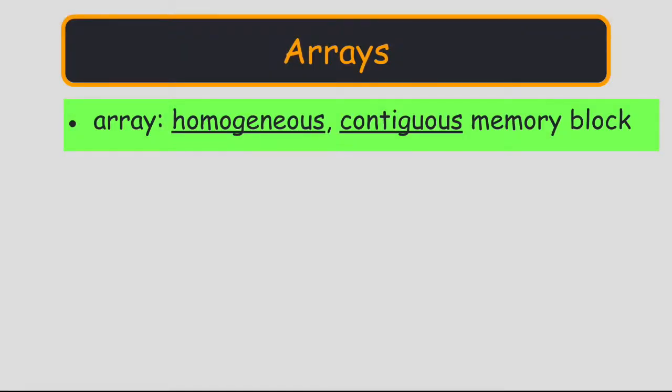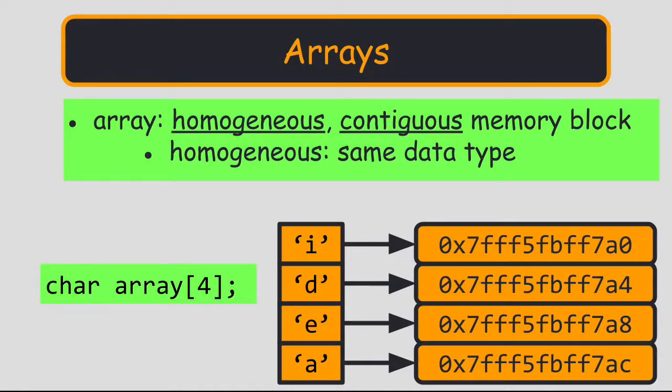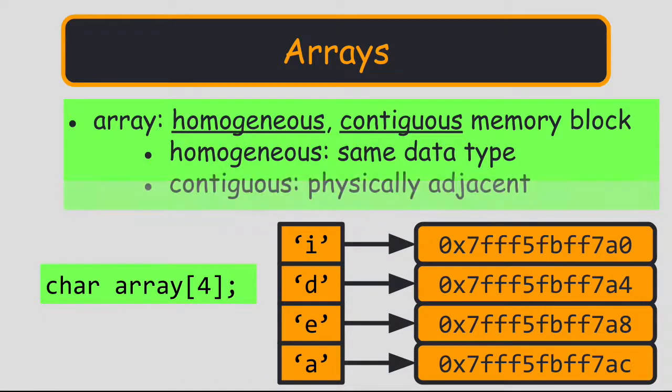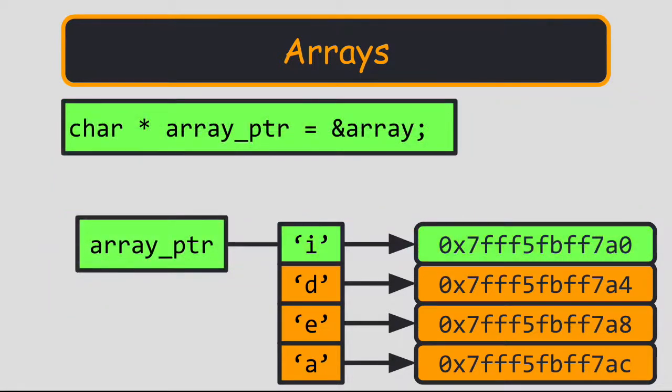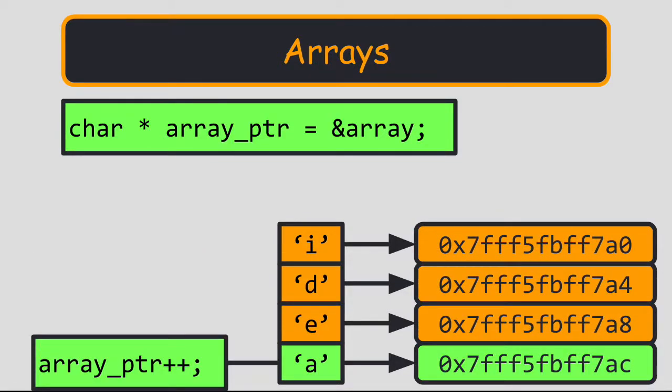An array is a homogeneous and contiguous block of memory. By homogeneous, I mean that all elements of the array are the same data type. By contiguous, I mean that the elements are physically located right next to each other in memory. If we return the address of an array, we will get the address of the first element. We can traverse an array by using a pointer. Suppose we assign a char pointer p to hold the address of a char array. We can traverse through the array by incrementing the pointer.